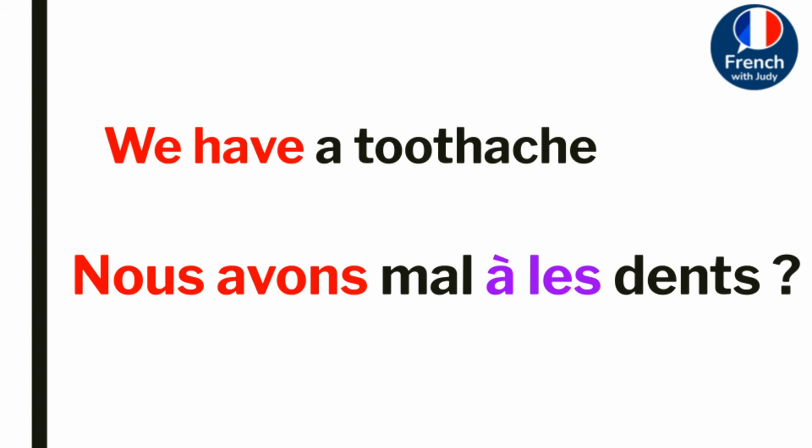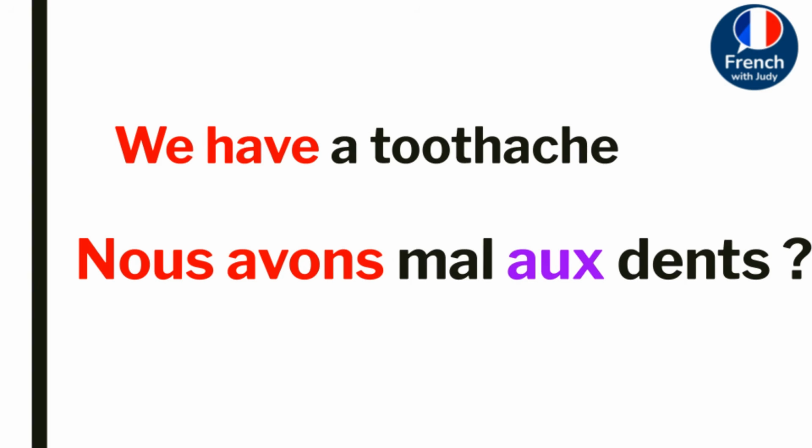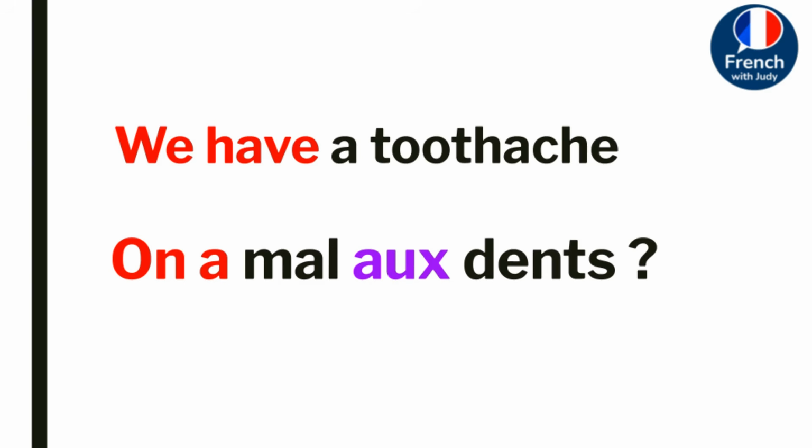In French, when the preposition à comes before a definite article like les, we must combine them into contractions. And we say, Nous avons mal aux dents. Or we can say, On a mal aux dents.